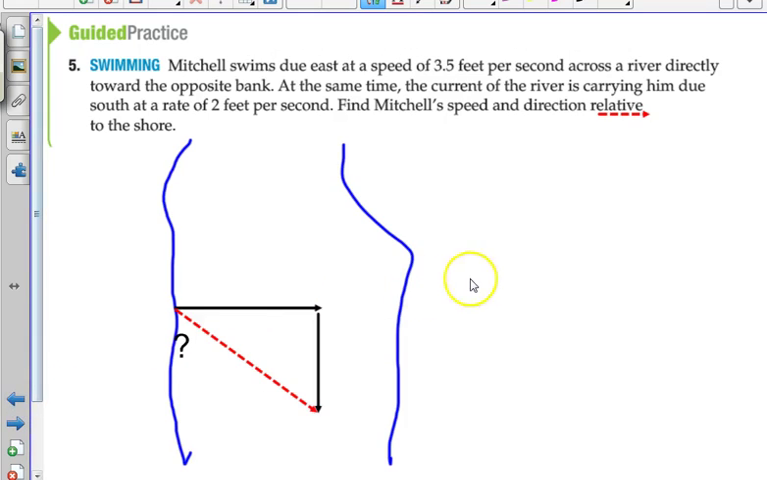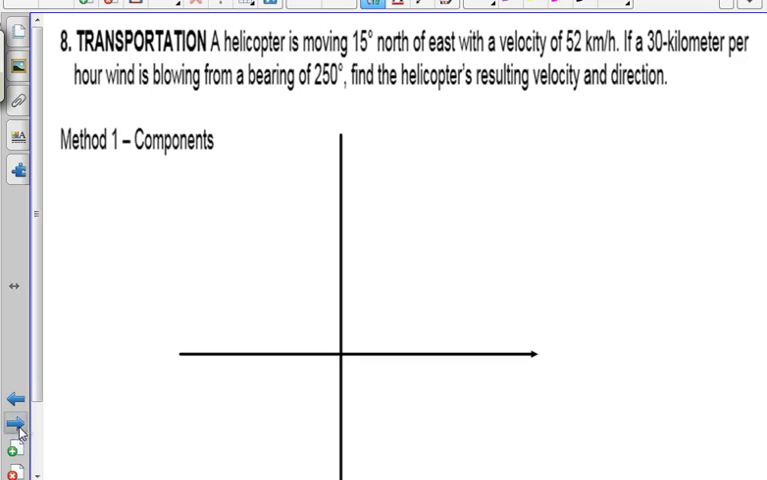Okay. Do you have this swimming question? Okay. I would like us to get through this question and then we'll do some of the homework together.